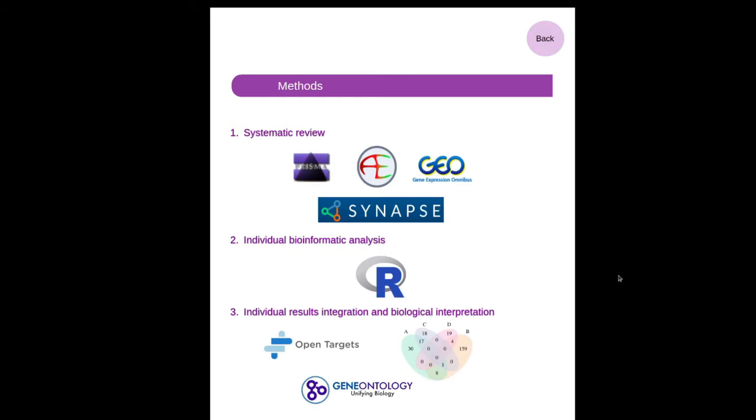The methodology can be summarized in three main steps. The first one is a systematic review to select those studies that we are going to analyze from public repositories. The second one is the individual bioinformatic analysis, and the third step is the integration of individual results and the biological interpretation.